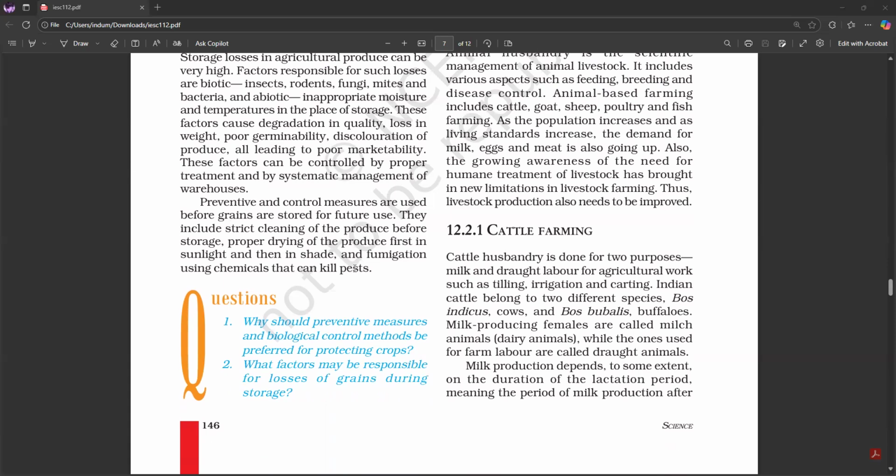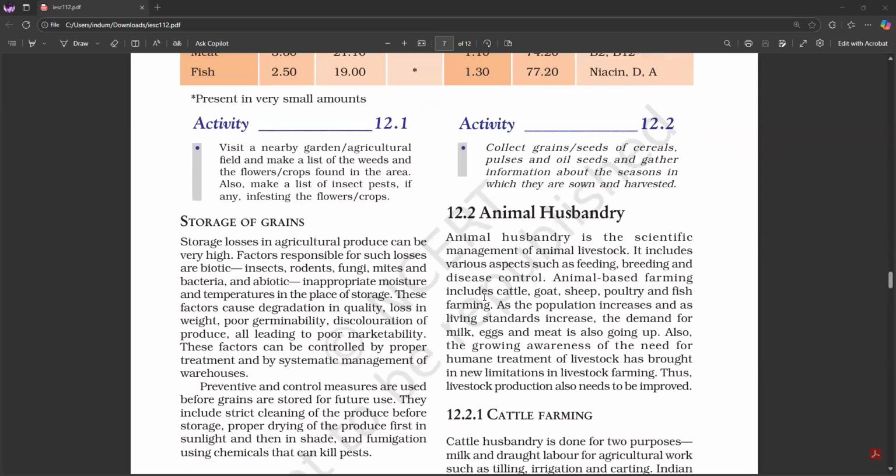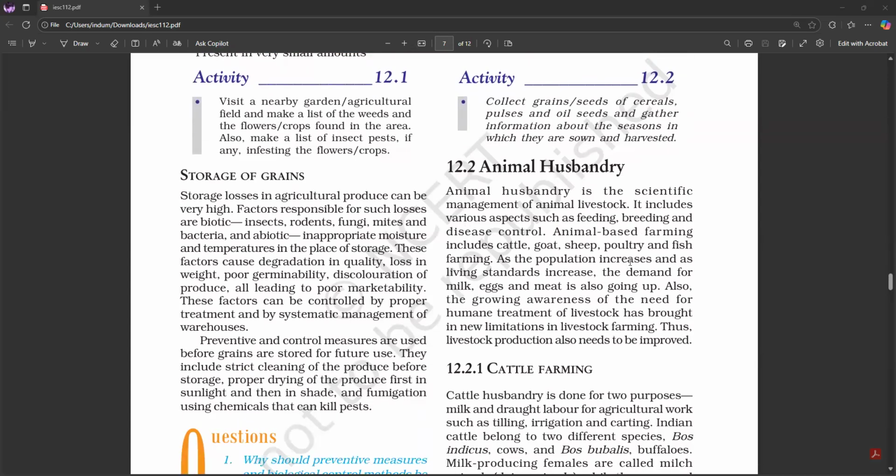Preventive and control measures are used before grains are stored for future use. They include strict cleaning of the produce before storage, proper drying of the produce first in sunlight and then in shade, and fumigation using chemicals that can kill pests. Activity 12.2. Collect grains or seeds of cereals, pulses, and oil seeds and gather information about the seasons in which they are sown and harvested.